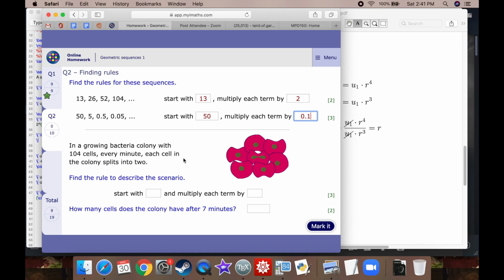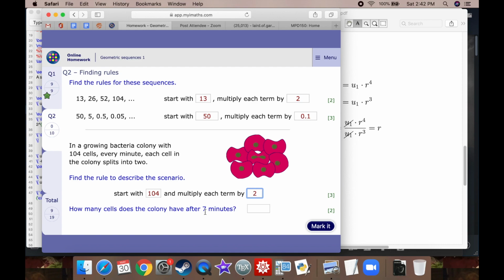Now, in a growing bacteria colony with 104 cells, every minute each cell in the colony splits into 2. I am no biologist, but I do remember my high school biology class. I think that process is called mitosis. All right, so find the rule to describe this scenario. Okay, well, you start with, let's see, colony with 104 cells. I guess you start with 104. And each cell in the colony splits into 2, meaning it doubles every single time. So we multiply each term by 2.